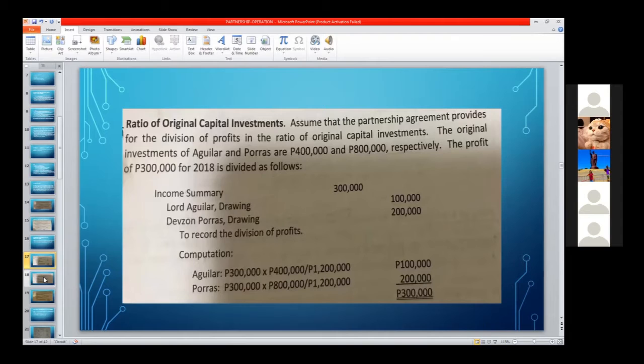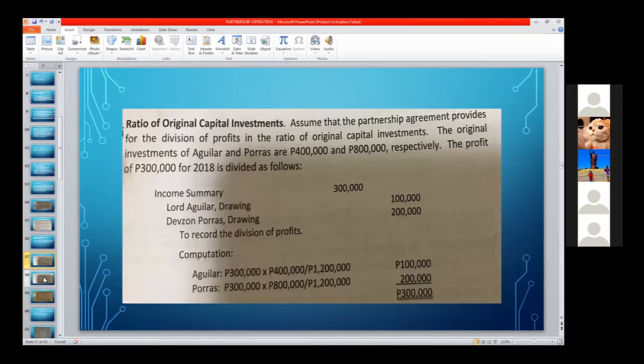So dito ang gagawin is for the income summary, which is yung 300,000 na profit, and yung Aguilar drawing na 100,000, and sa Porras drawing na 200,000. So yan yung kapag magre-record ka ng division of profits. So paano nakuha yung 100,000 and 200,000?